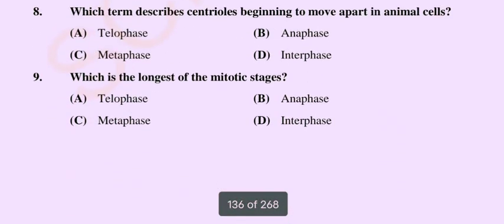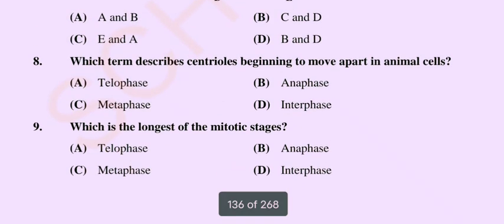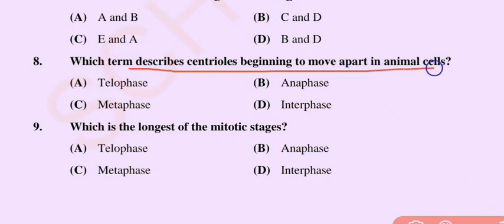Question number 8. Which term describes centrioles beginning to move apart in animal cells? Option A telophase, option B anaphase, option C metaphase, option D interphase. So the correct option is option D, interphase.